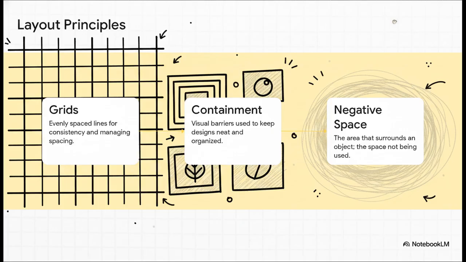First, grids give you a solid foundation. Second, containment helps you create clear, distinct sections. And third, negative space gives everything room to breathe. Let's break each of these down.